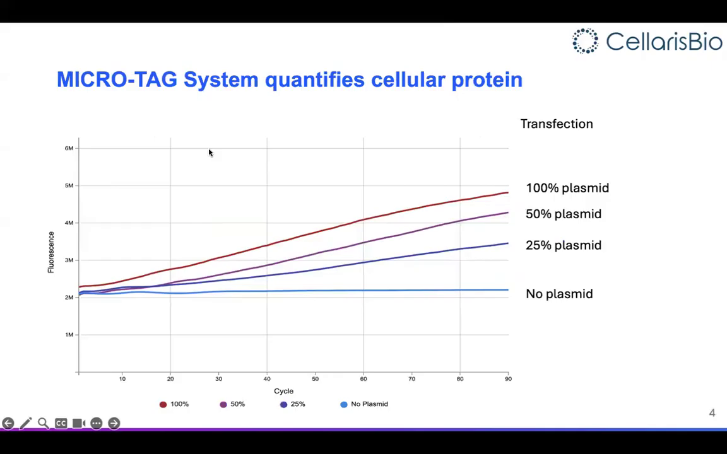So the microtag system is specifically designed to quantify the amount of protein in cells. And what I want to depict with this slide is that the fluorescent signal generated from the assay is directly proportional to the amount of protein expressed within those cells.